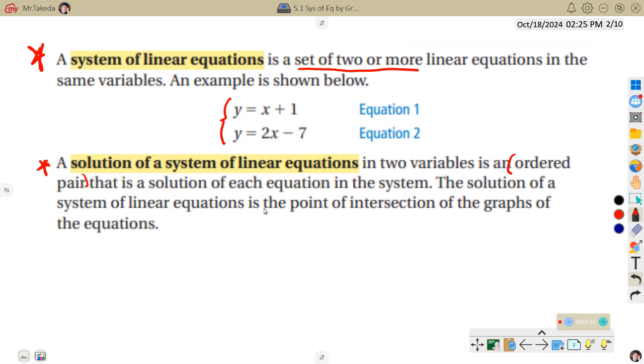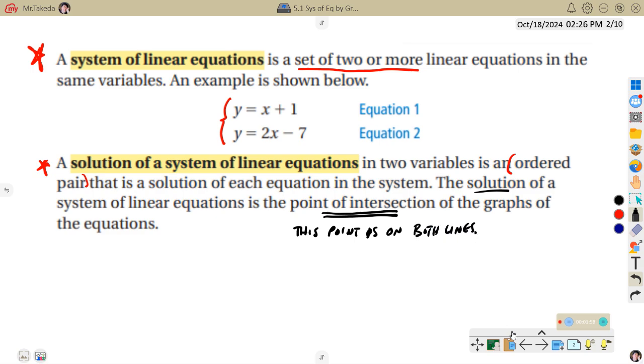All right. Now, the nice part about this, of course, is when we graph each of these equations, the solution is the point of intersection of the graphs of the equations. It's the point that's on both lines, right? This point is on both lines. And if it's on both lines, that means it's the solution to both equations.